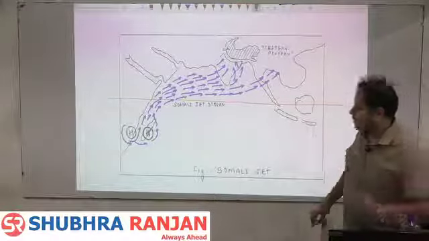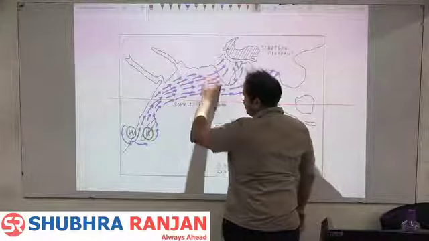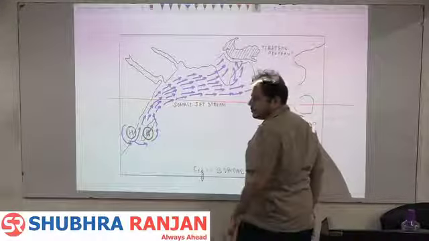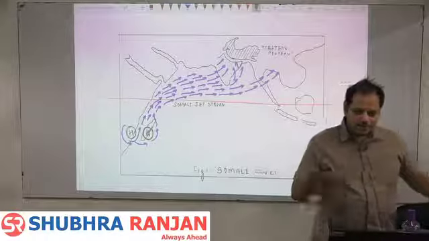Understanding? ये जेट स्ट्रीम आ रही है तो यहाँ का गर्म पानी कहाँ पे आएगा? Towards the Arabian Sea, thus increasing the monsoon. So that is it, I'll stop here.